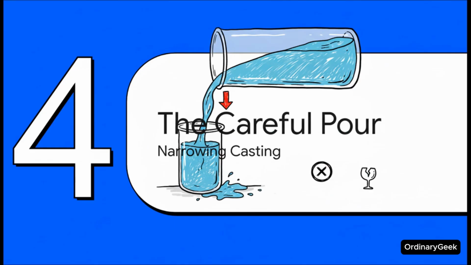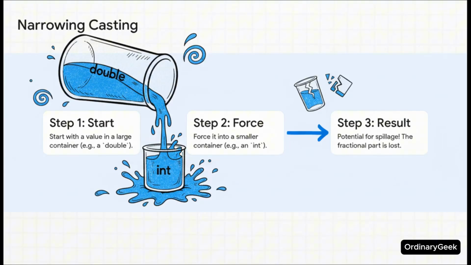This is our gallon into a pint glass situation. This is the careful, deliberate, and sometimes risky pour. So here we're doing the complete opposite. We're taking a large, precise value, like a double, and we are trying to force it, to cram it into a smaller, less precise int container. And what happens? Spillage. Something has to give, and in this case, that something is your data. You are going to lose information.